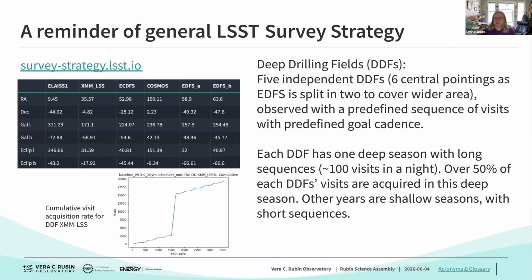All right, the next category of how we observe on the sky are the deep drilling fields. So these are 5 independent deep drilling fields where there are actually 6 central pointings because EDFS is split into 2 so that it covers a wider area. And these are observed with a predefined sequence of visits with a predefined goal cadence.